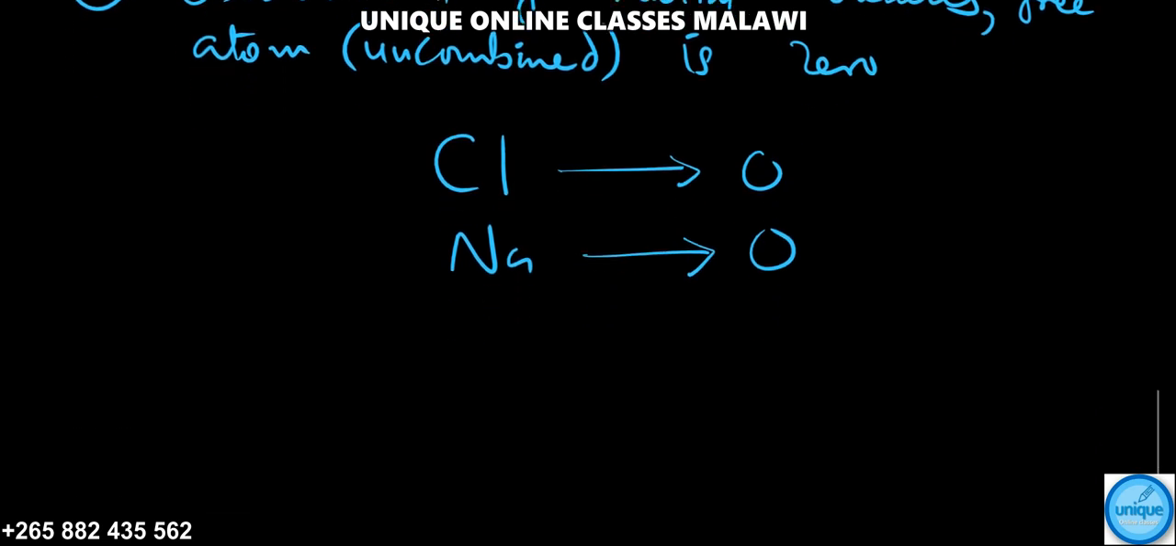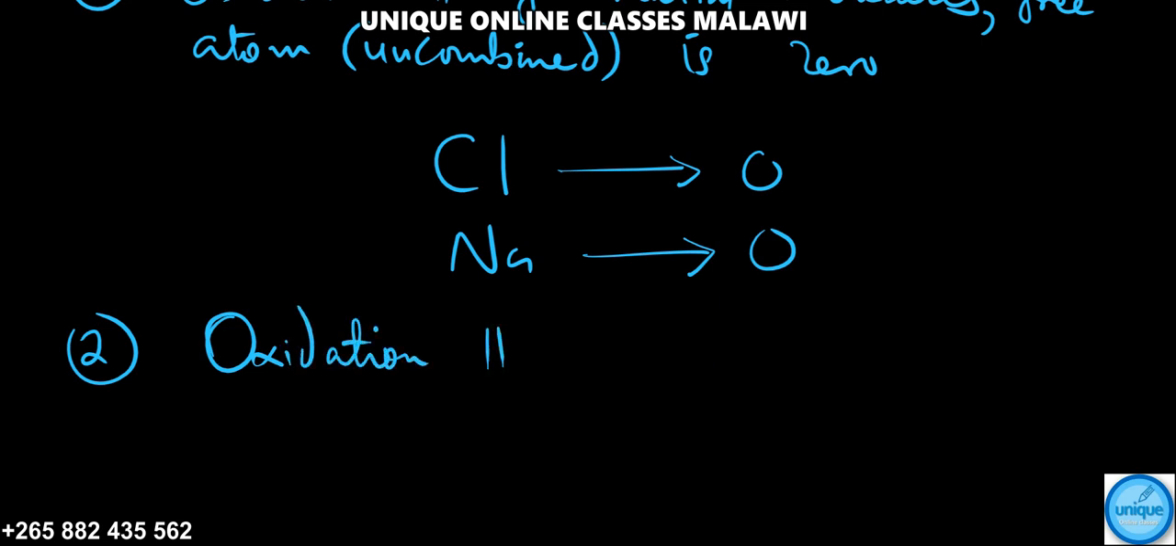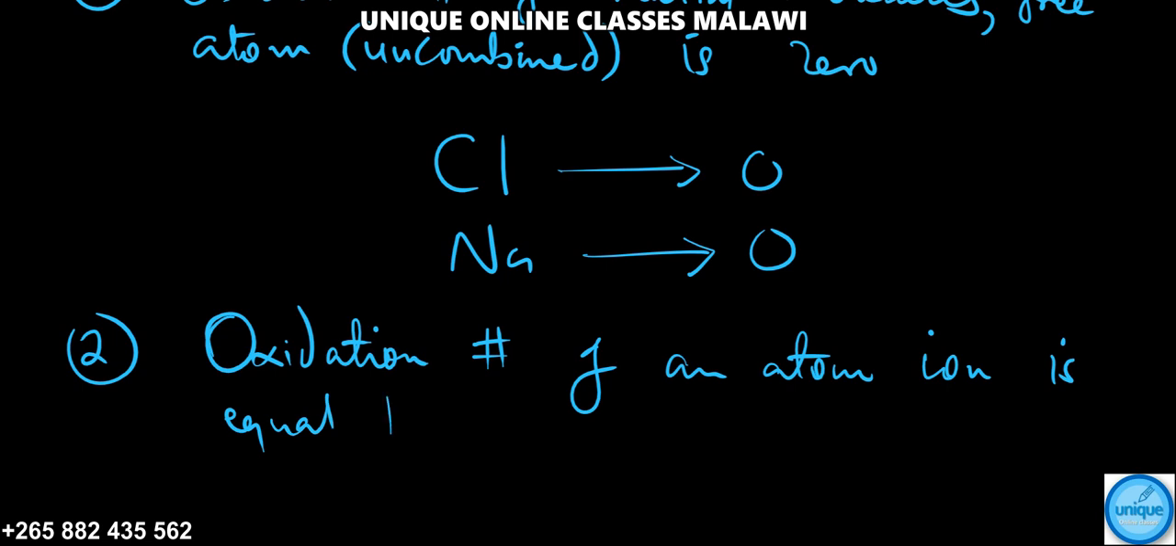Another law says that the oxidation number of an atom ion is equal to its charge. So the oxidation number of an atom ion is equal to its charge.